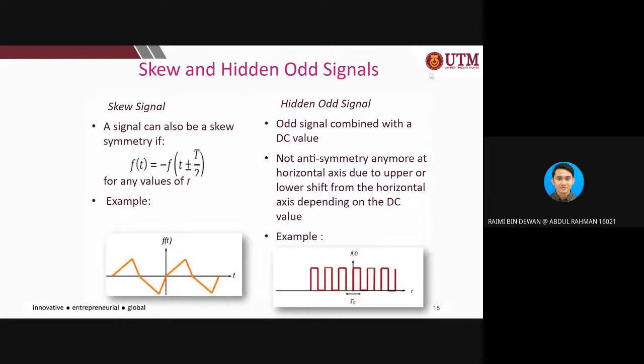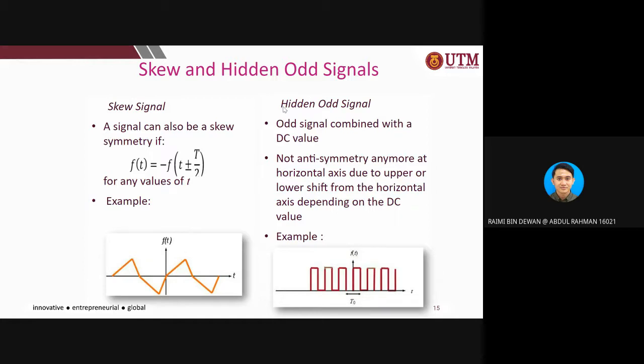Next, the skew signal. A signal can also have skew symmetry. It looks like symmetry, but it's a skew symmetry here. So you have a negative f and you have t, then you shift by some period, which is half of the period. Let's say here 1 second, and let's say the complete period is 10, so you have 1 plus 10/2, so 6, something like that. So this is skew symmetry.